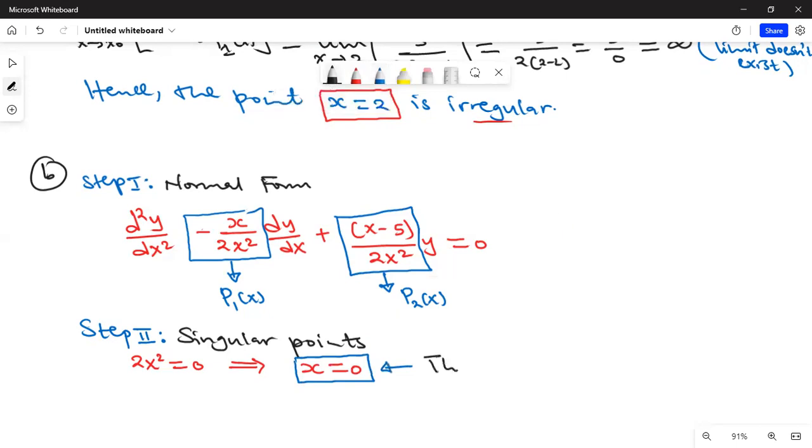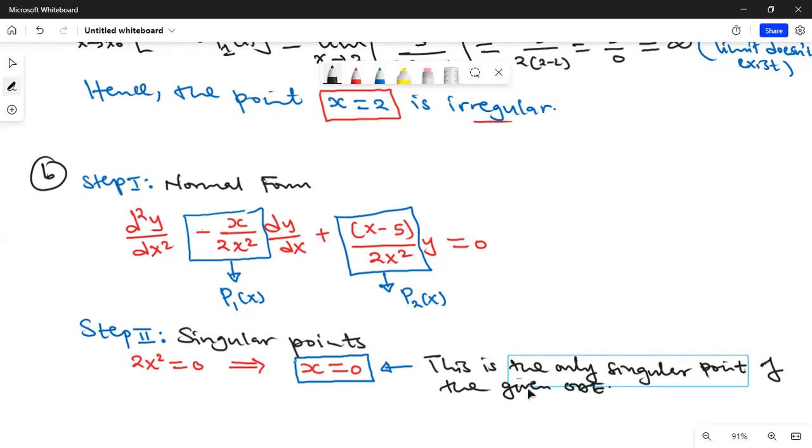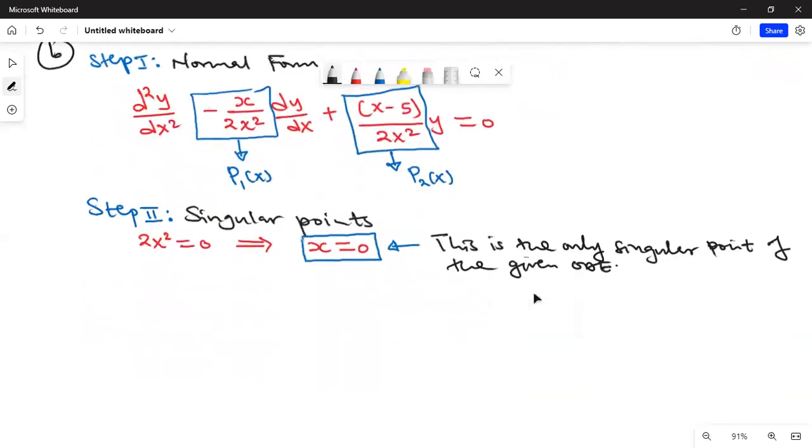This is the only singular point of the ODE, the given ODE. So it means any other value of x on the real number line is an ordinary point.